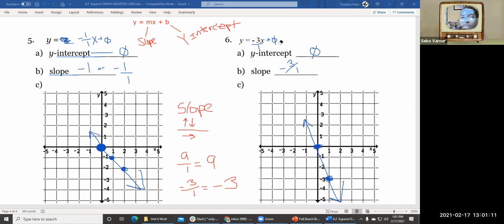So don't let that trick you. If you don't see the b, that means add 0. And if you don't see the slope as a fraction, just add a 1 under it. And then you'll be perfectly right. So those are the tricky ones. All right. So I think you're good to go.